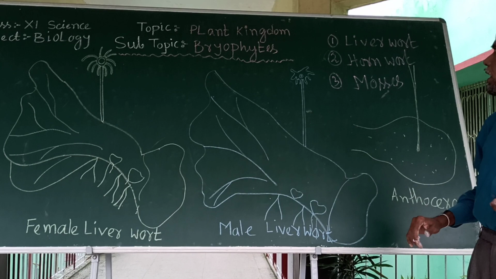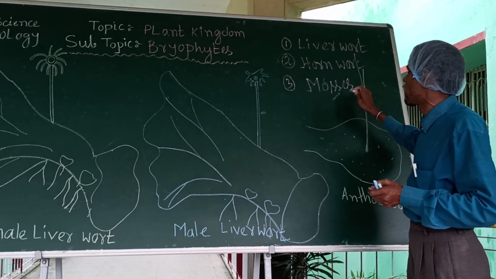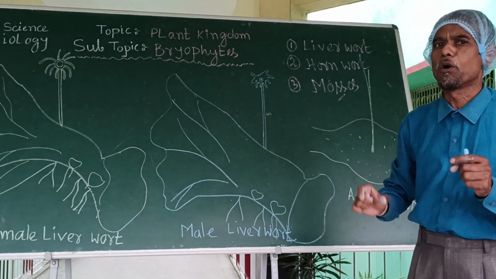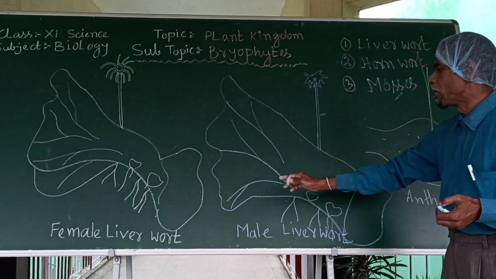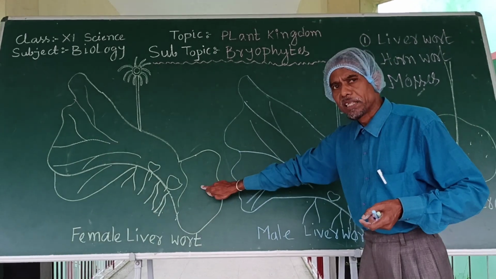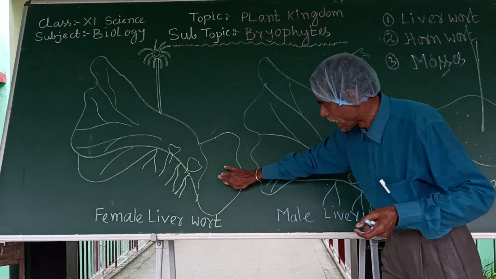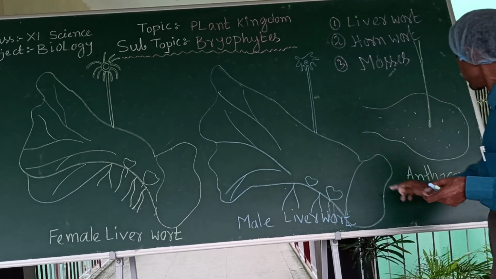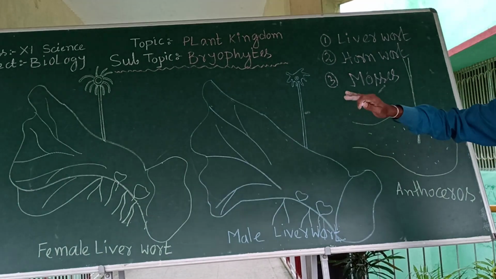In your NCERT textbook, you shall be getting liverwort and moss, but hornwort has not been mentioned, but I'll give you a brief idea about hornwort also. So, liverwort, I have drawn here the diagram of liverwort. This is the male thallus and this is the female thallus, whereas this is the hornwort. Mosses, because of lack of space, I will draw later.